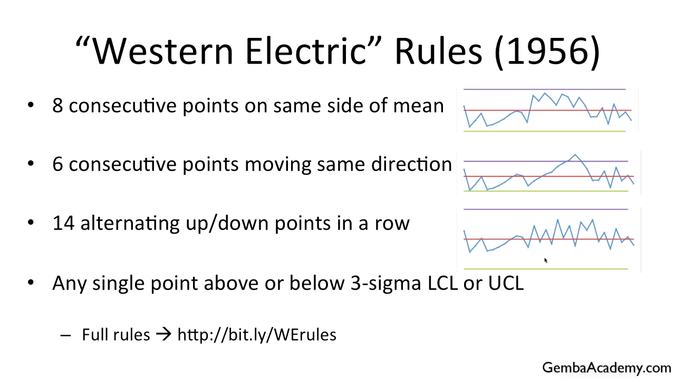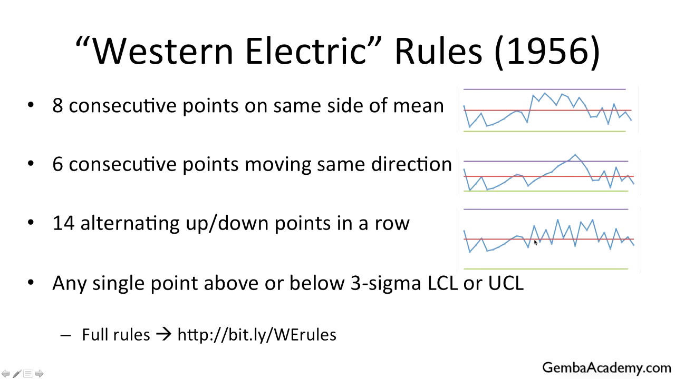Some of those rules include 8 consecutive points on the same side of the mean. So that's what we saw in my blog control chart. That's a signal that there's likely a special cause. If we have 6 points in a row moving up or down, again, that's unlikely in a stable system unless something happened. 14 points in a row that are up, down, up, down, up, down, up, down. Again, that's unlikely due to statistical chance.